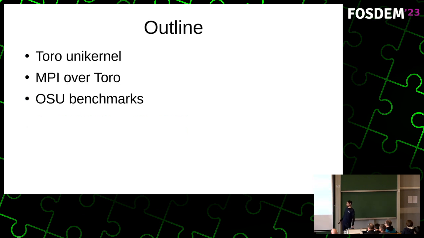So I'm going to start by presenting what exactly a unikernel is, and then I'm going to go into the details of what makes Toro special. Then I will show the current implementation of the MPI standard on top of Toro, and I will finish with a benchmark that I'm trying to do to see if the current implementation is working as expected, or if there are things that could be improved.